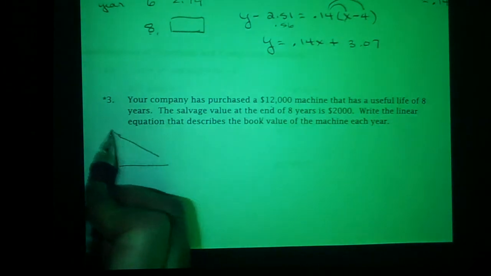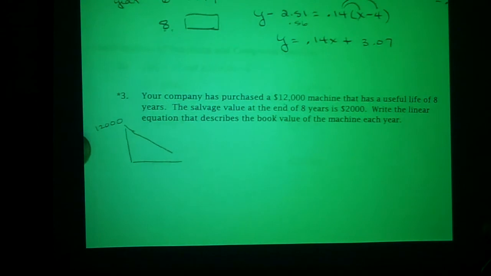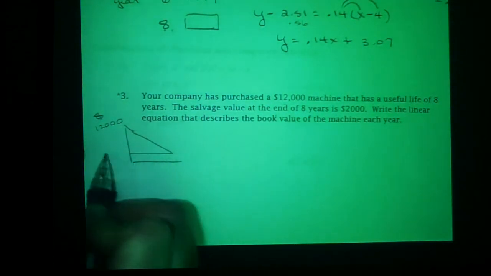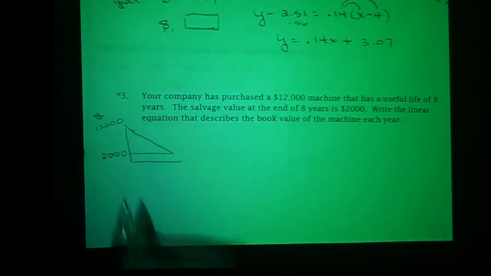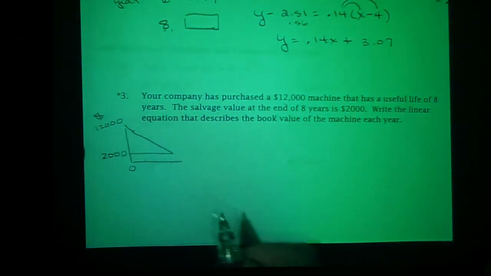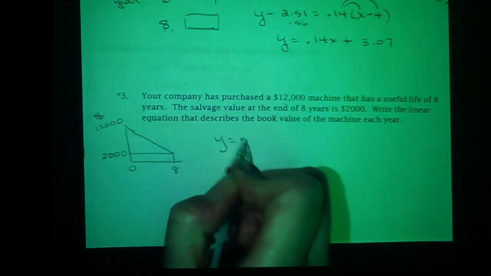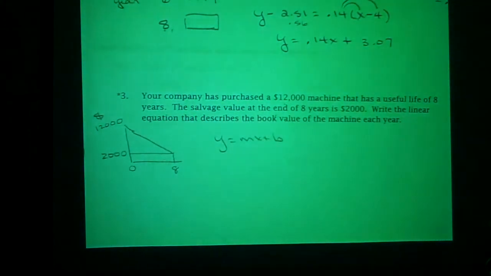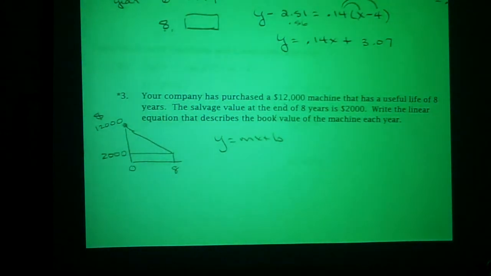So in other words, this piece of machinery started out at $12,000, money on the y-axis, ended up in the end being worth $2,000. And that happened over the course of year 0 to year 8. That's the linear equation I'm trying to write. So in this case, y equals mx plus b might be the better way to go because I know what b is. I know what my y-intercept is, 12,000.